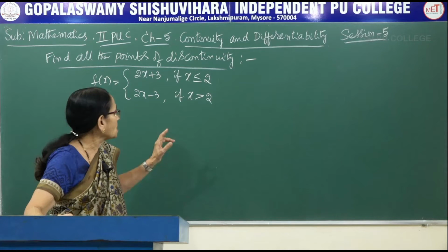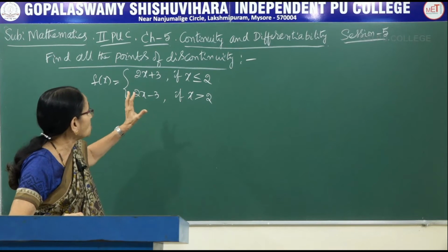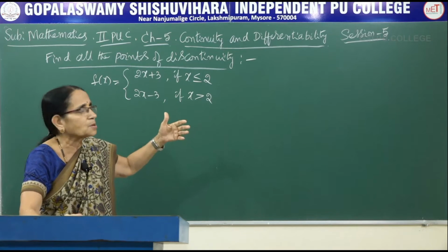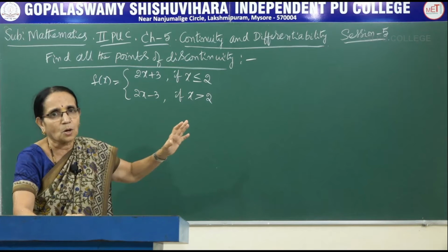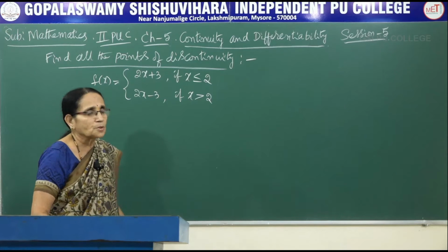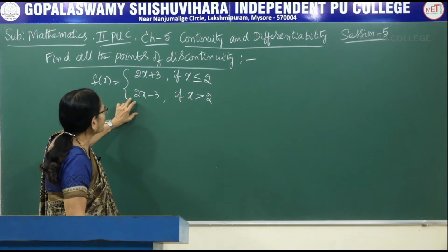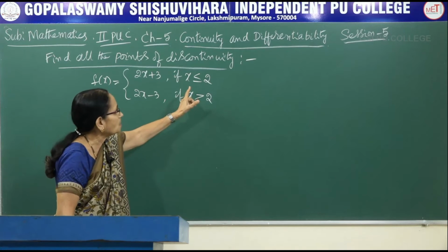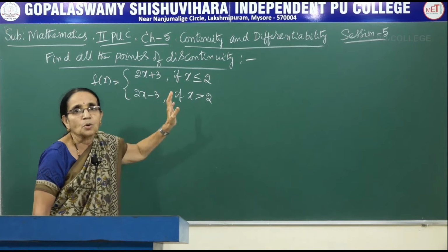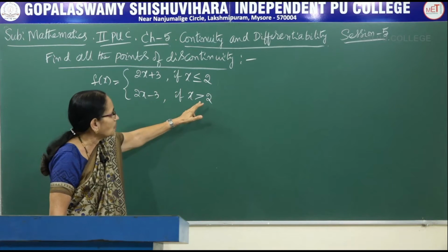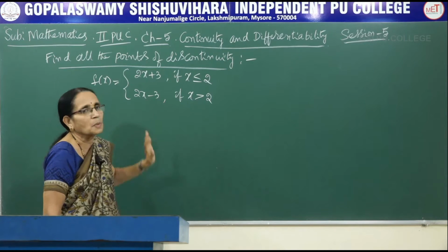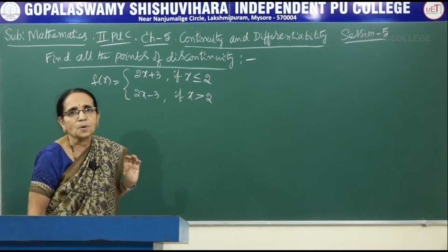See here, you have to find the points of discontinuity. A point is not given. If a particular point is given, you can take only that point and find out. Now the whole domain you have to consider here. See how the function is defined here. It is defined in two different ways. When x takes a value less than or equal to 2, the function should be taken as 2x plus 3. When x takes a value greater than 2, it is defined in the way 2x minus 3. So, three cases we discuss here.